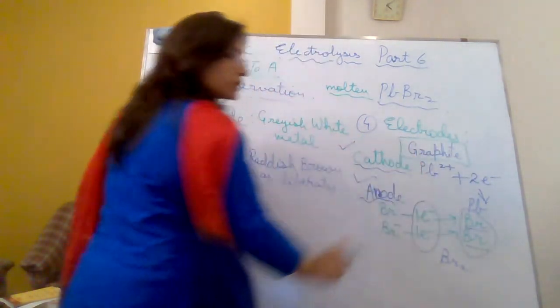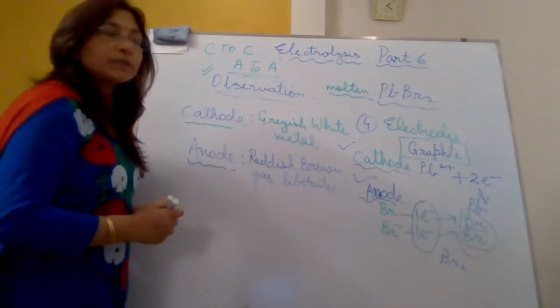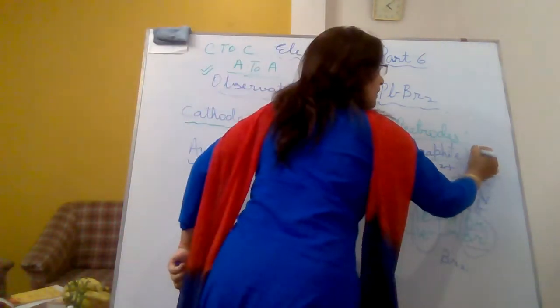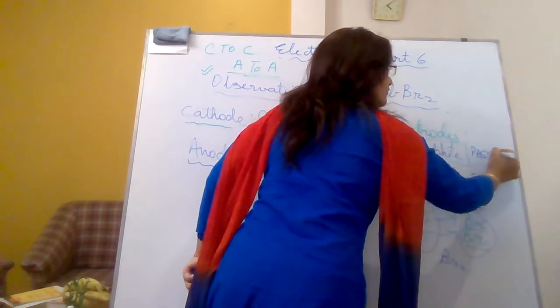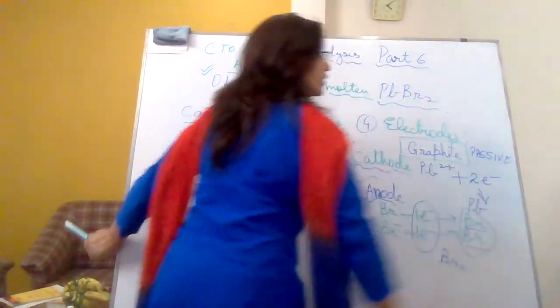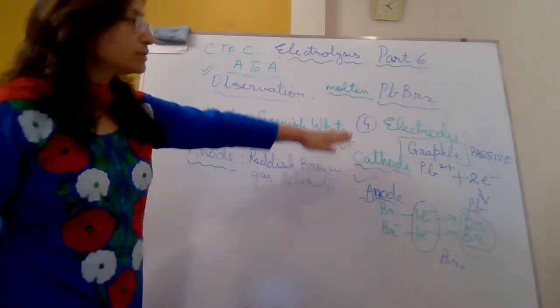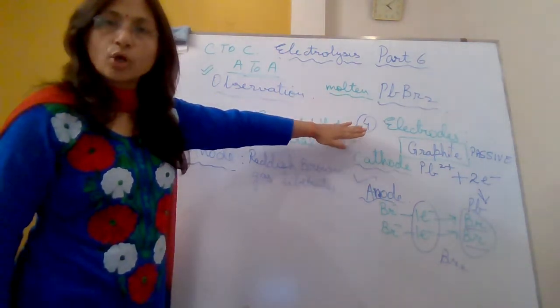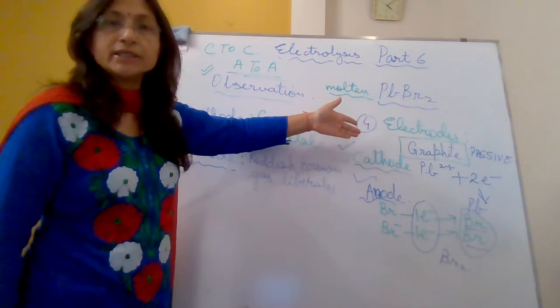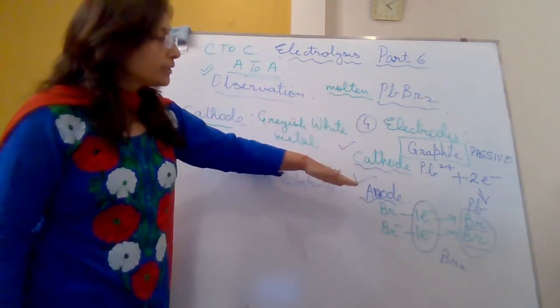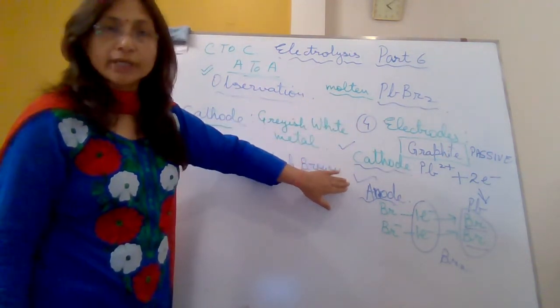In this case, the electrode that was used, what was it made of? That was graphite. Graphite means it was a passive electrode. Passive means it was not taking part in the chemical reaction and hence it will not bring any change in the deposition of cations or anions.